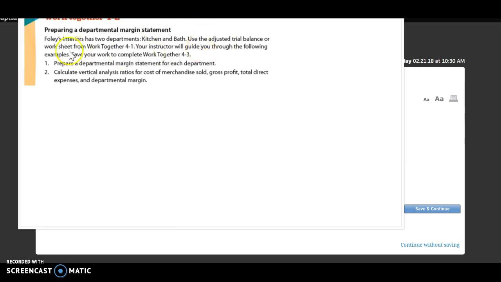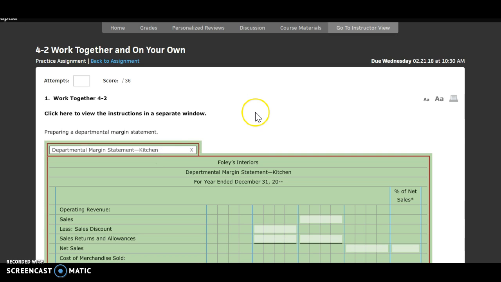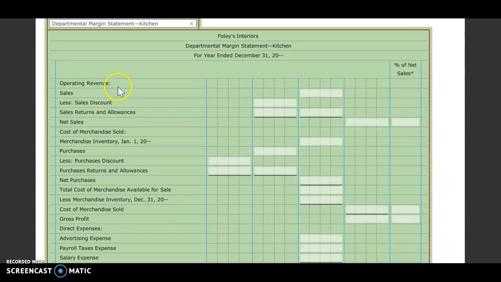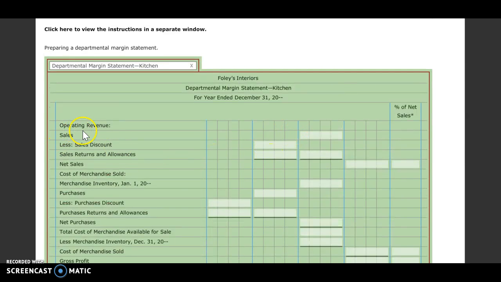So first, I'm going to use the adjusted trial balance from 4.1 that we did. You might want to go back and open that up in another window, or print it off so that you have it to look back at. Okay, so let's do kitchen first. Our heading's already filled in. We already have it all labeled. We just need to fill in numbers.